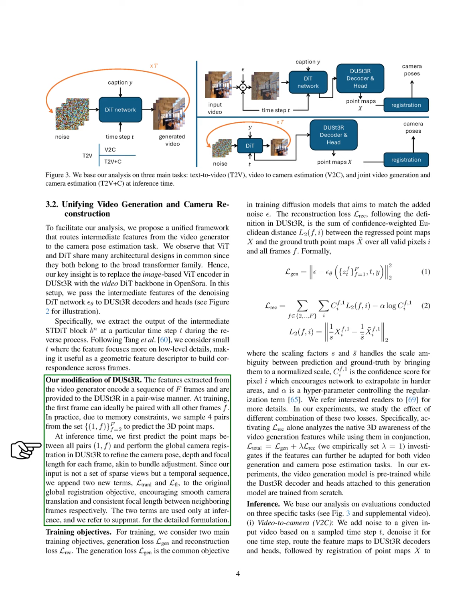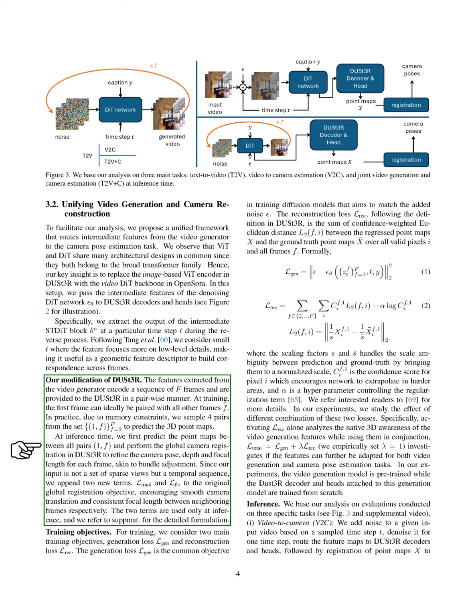For our modifications to DUSt3R, we extract features from a sequence of frames and provide them to DUSt3R in pairs. During training, we ideally pair the first frame with all others, but due to memory limits, we sample 4 pairs to predict 3D point maps. At inference, we predict point maps for all pairs and refine the camera pose, depth, and focal length for each frame, similar to bundle adjustment.